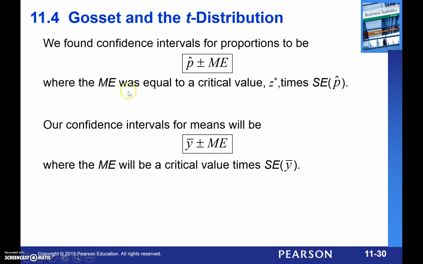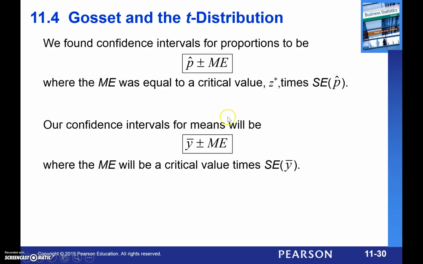Now the margin of error comes from our critical value of z. We're going to pick a confidence level, 90%, 95%, 99%. Then we look up in a table the appropriate z star for those different confidence levels, and then we multiply those values times the standard error of our p hat, and that will give us our margin of error.